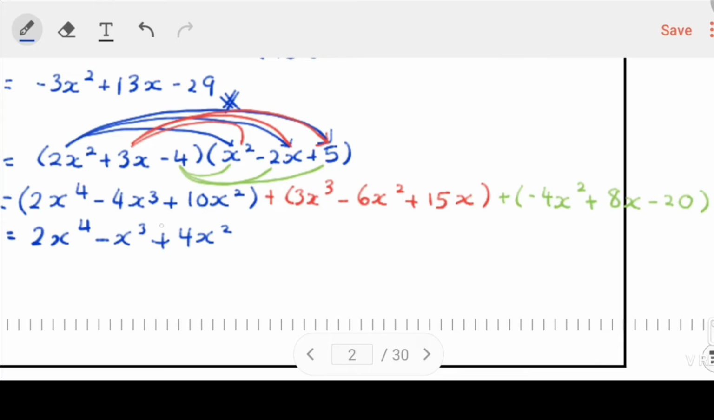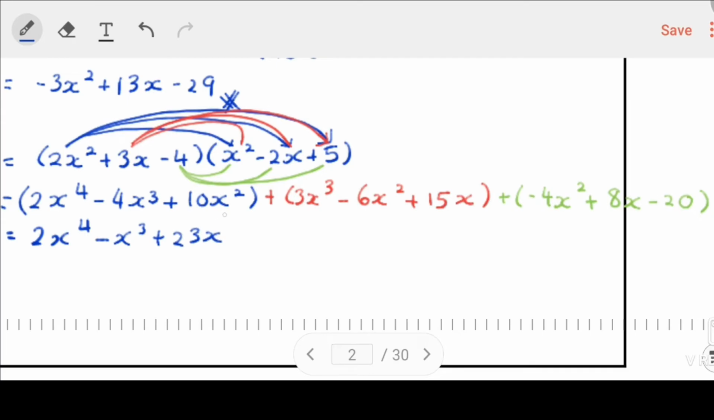So for x power 2, 10 minus 6 minus 4. Sorry, I made a mistake here. The answer should be 0x squared. So we can choose not to write it into the expression or into our answer. Proceed with the coefficient of x. So 15 plus 8 becomes plus 23x.